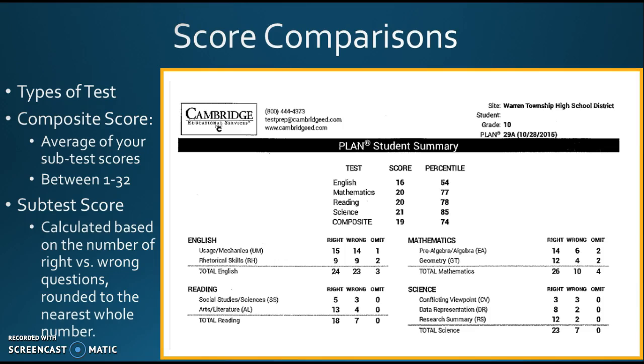When you first look at your Plan Student Summary, you will notice 4 subject area tests you completed in English, Math, Reading, and Science. These 4 test scores are averaged together to calculate your composite score. All scores for the subtests and composite scores are between 1 through 32. Your subtest score in each of these 4 areas is calculated based on the number of right versus wrong questions, rounded to the nearest whole number. Any question you may have left blank or not had time to answer is noted in the omit column.